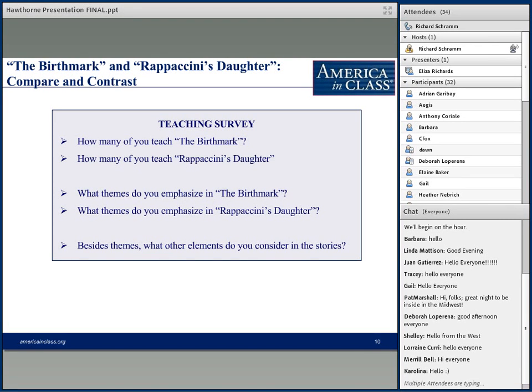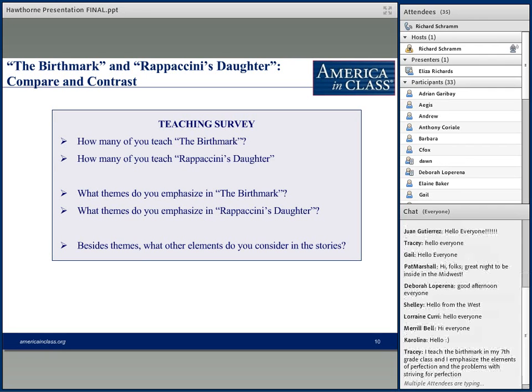Our sense here at the center from talking to teachers is that The Birthmark is more widely taught than Rappaccini's Daughter, but we're not sure about that. So let us know. Let's hear from you out there. We have multiple people typing, Eliza.